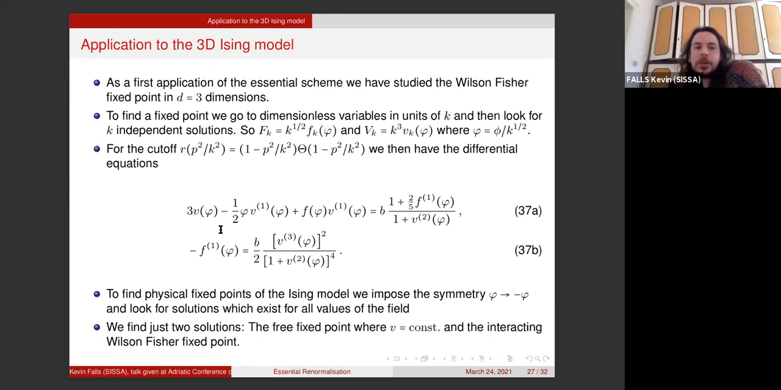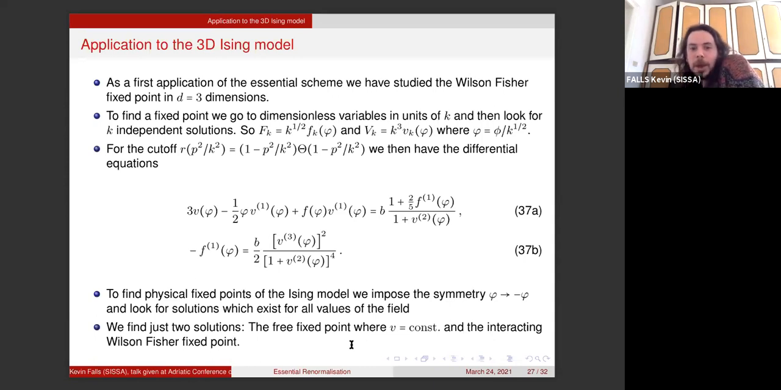So what we are then interested in, if we're looking at the 3D Ising model, so now we've gone to three dimensions, is that we also impose this Z2 symmetry for the potential. And then what we do is we solve these equations looking for solutions where the solution should be valid for all values of the field, so from minus infinity to plus infinity. And once you do this, you can find that there are only a finite number of solutions. So this basically picks what your initial conditions for these differential equations need to be.